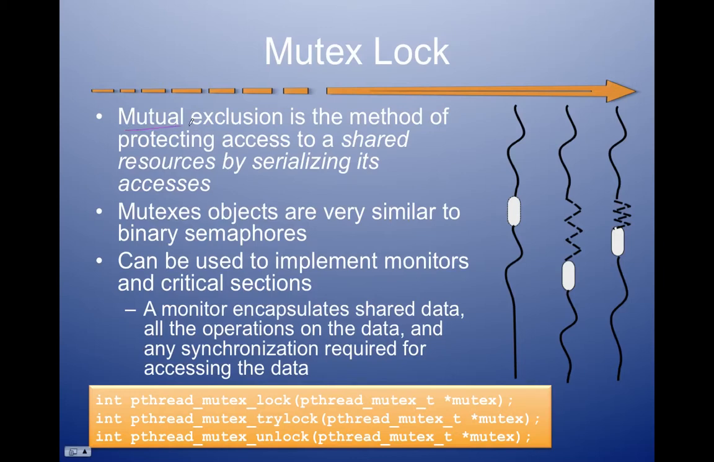Mutual exclusion is the method to protect access to shared resources, and you want to serialize the access to these resources. So for instance, assume this thread is accessing some shared variable and updating it. You want the other thread to wait, here, before it can do the same. Only when this thread releases a lock will this thread be able to access the shared resources. Same thing here.